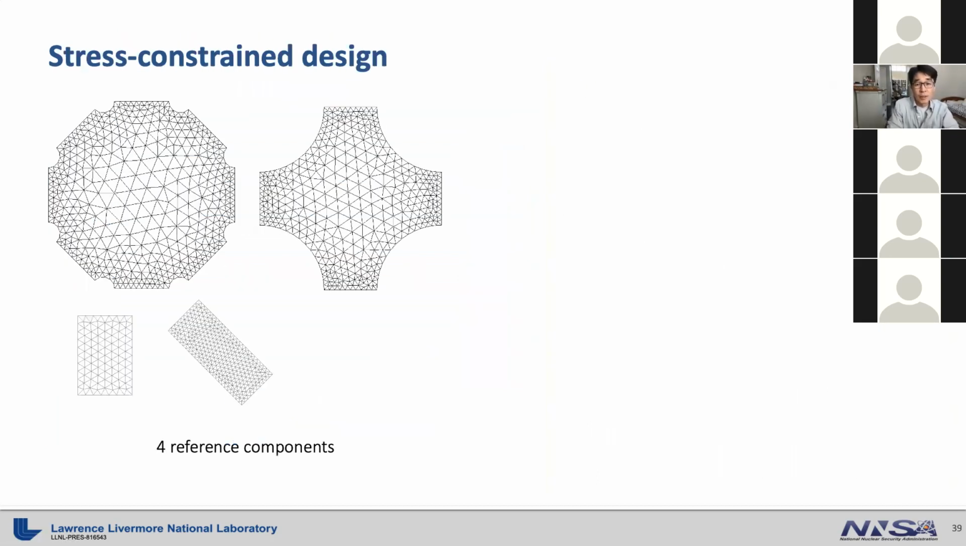Okay, currently we are extending this component-wise reduced model approach to a stress-constrained lattice structure design problem where the mass is minimized with stress constraints. This is considered to be a harder problem than the compliance minimization problem. Here we introduced 4 different components.